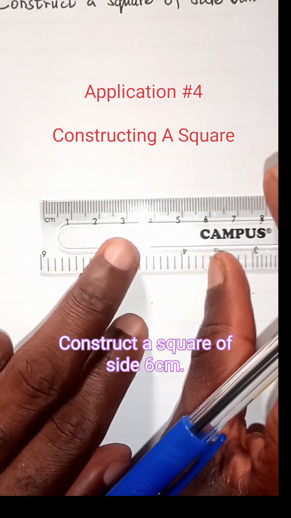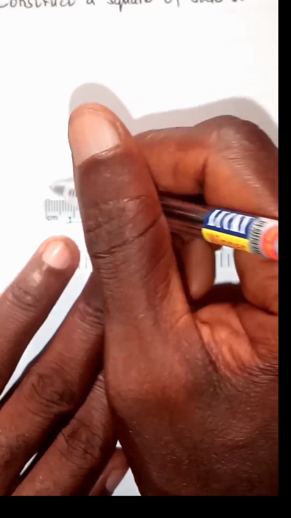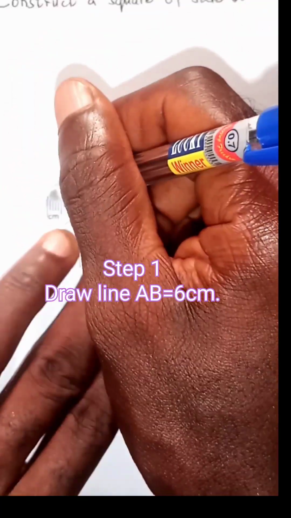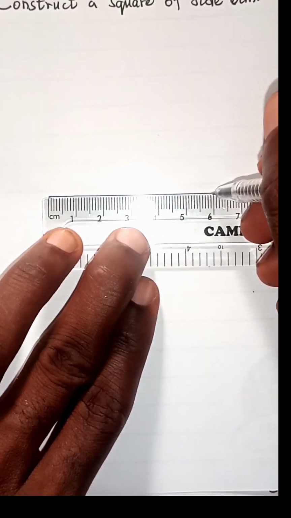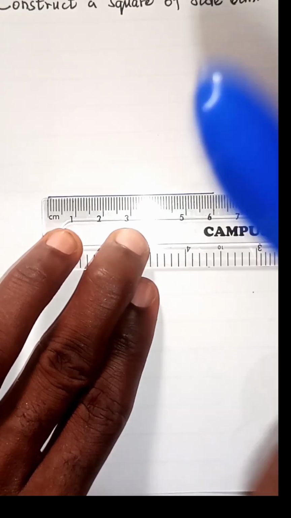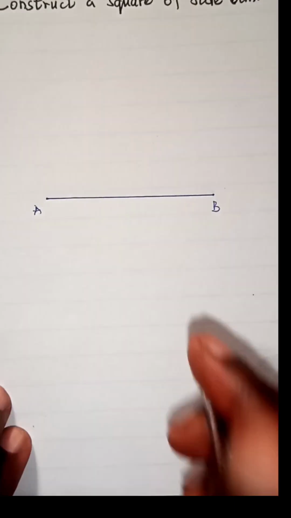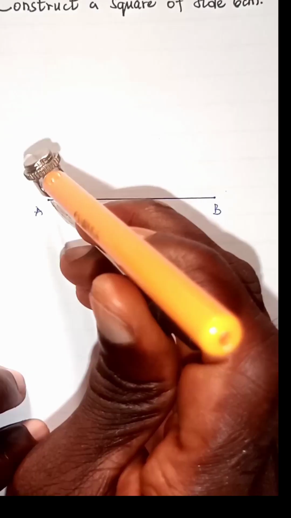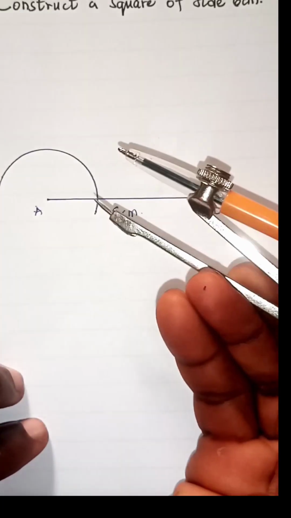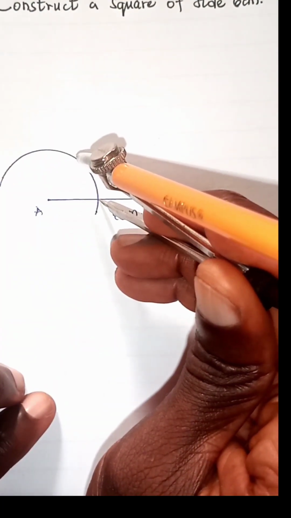The next application is the construction of a square. All the sides of a square are equal and we are constructing a square of size 6 centimeters. So we draw the first side, AB, 6 centimeters. Then construct the perpendicular to the end point A as usual.